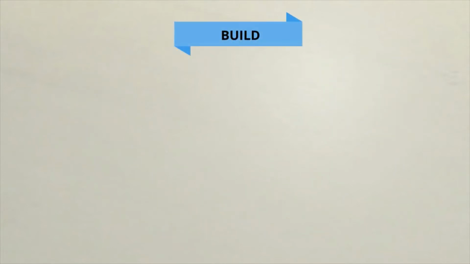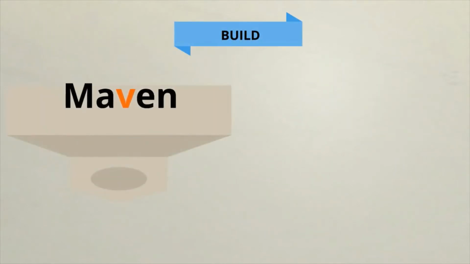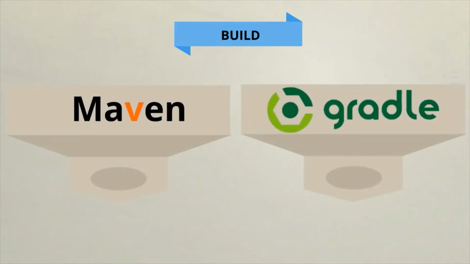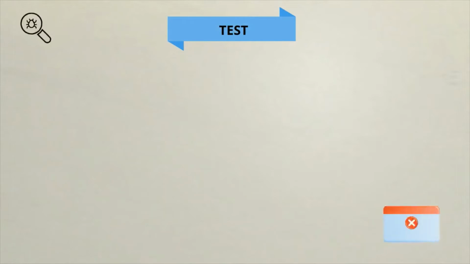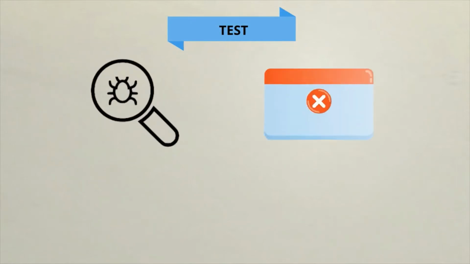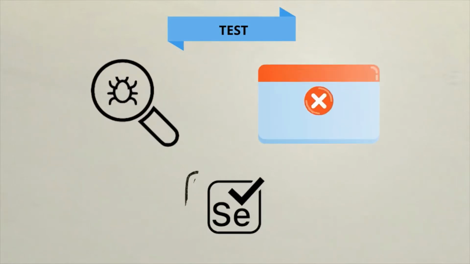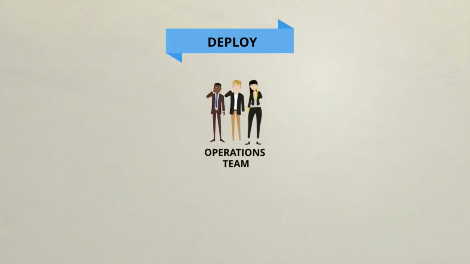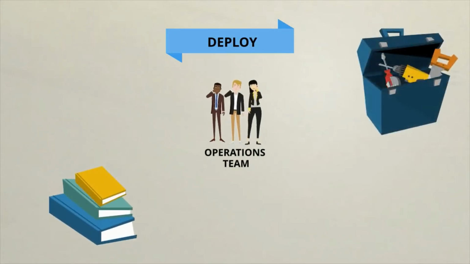In the build stage, technologies like Maven and Gradle are used to make the code executable. The code is then tested for any bugs or errors after it has been successfully built. Selenium is the most widely used automated testing tool. We can say that the code is ready for deployment and send it to the operations team once it has passed several manual and automated tests.